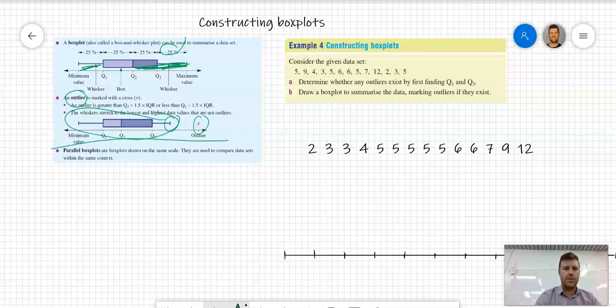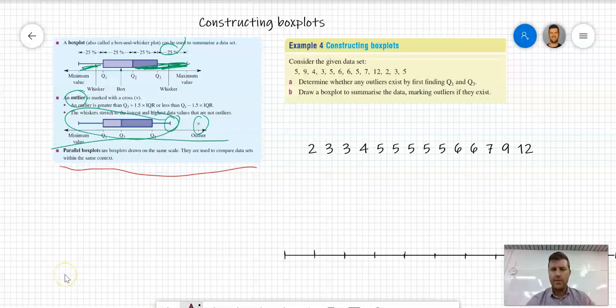The other last point here is that parallel box plots drawn on the same scale are used to compare data sets within the same context. So it might be you're comparing 2 classes that are both on the same test, comparing the scores from maybe class A and class B. You put that on the same scale and draw 2 box plots, and that way you can look at the results from those 2 classes visually and be able to compare them a little bit easier, talking about maybe the top 50% of the data, or the top 25%, or the bottom 25%, for example.